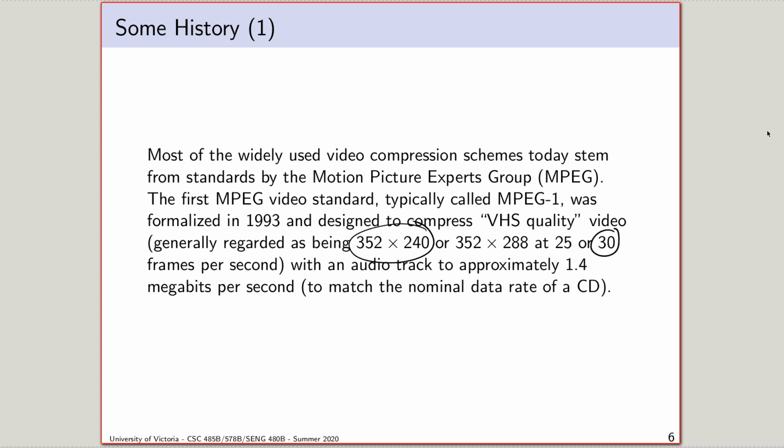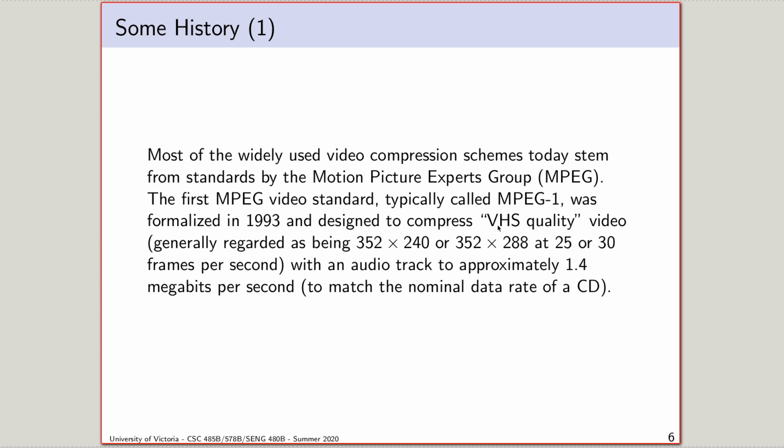The actual nominal frame rate of color television in the analog age was 29.97 frames per second. In the old black and white age, it was exactly 30, and they did some tricks to make it 29.97 to cram in some extra color information in the standard that we used for analog color television, which I think came about in the 1960s. In any case, let's simplify it down: MPEG-1 wanted to compress video at either this or this resolution, depending on if you're in Europe or North America, at either 25 or 30 frames per second.